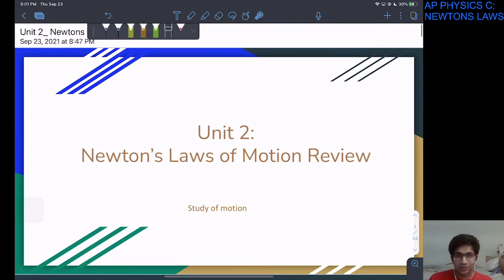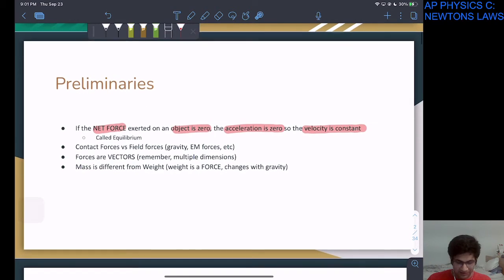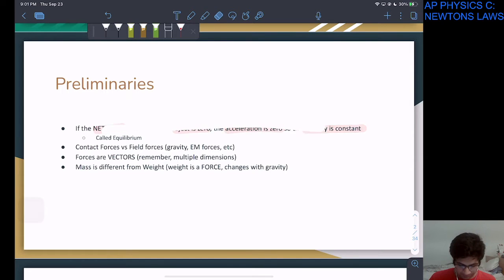Welcome to Unit 2. This is Newton's Laws of Motion. And today we've got some great problems picked out. And let's go over some preliminaries before we get started.